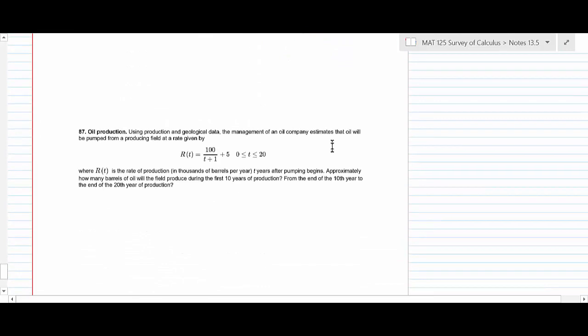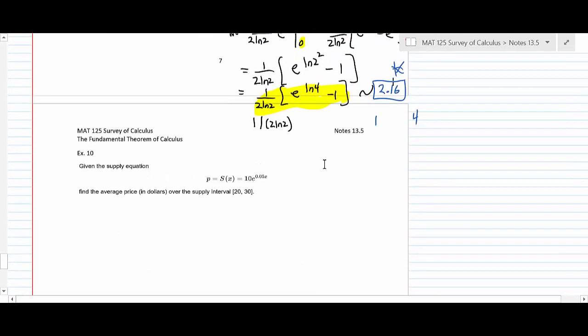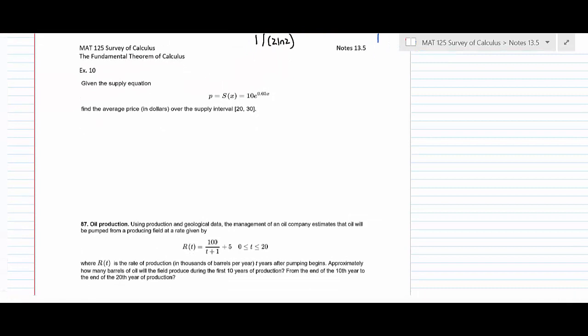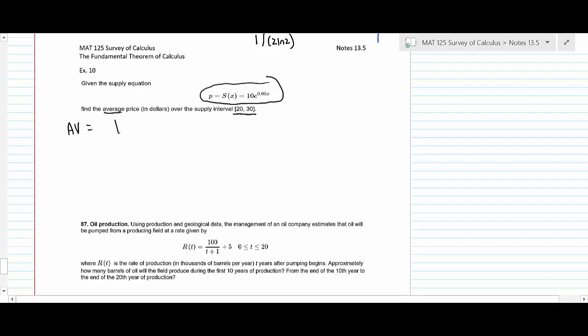Okay, let's do a couple more things on this next page to finish this up. So these are some applications. This is example 10. This is a supply equation, and we're going to find the average price from 20 to 30. Okay, and let's just do this, and then we'll look at a graph to interpret this. Okay, so the average value, again, let's just write down the formula, is 1 over b minus a.